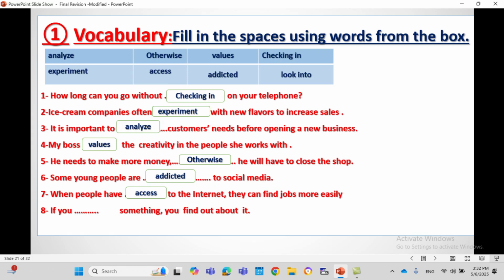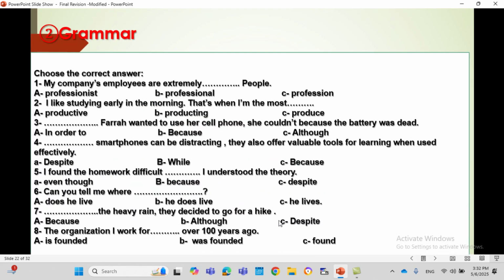If you look into something, you find out about it. And here it means to examine the facts about something. If you look into something, okay? If you look into something, you find out about it. Now let's come to the grammar section.